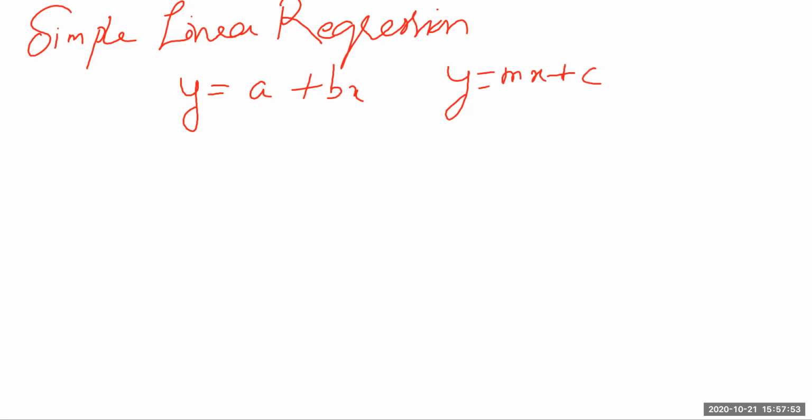Whatever model we build, that model is a straight line model. The requirement of simple linear regression is that the dependent variable should be a continuous variable, and x is the independent variable.